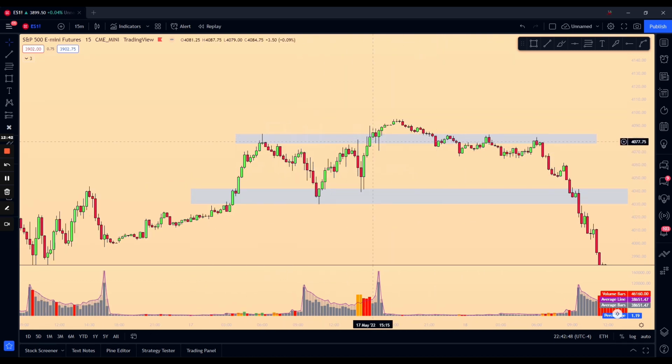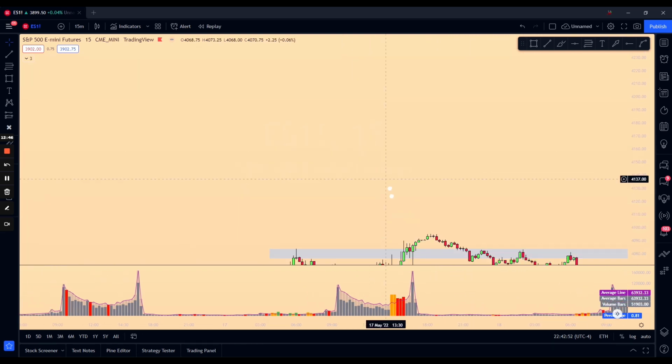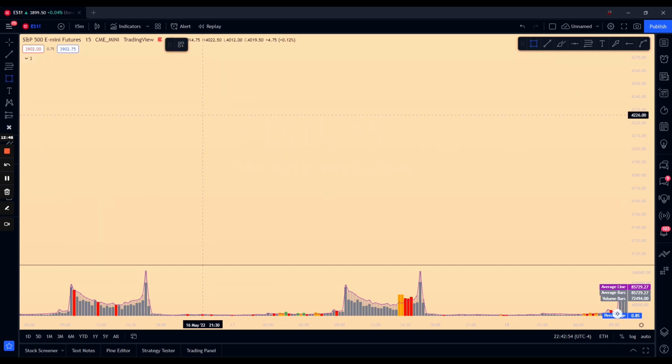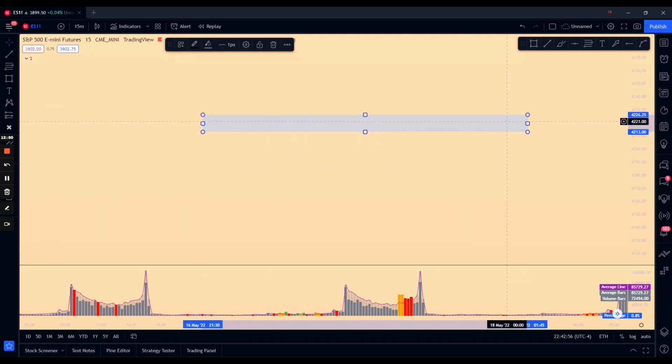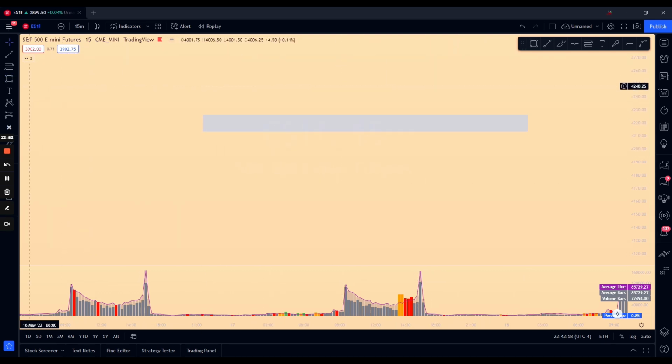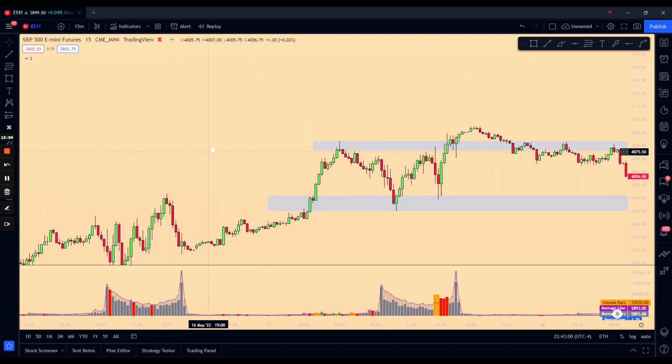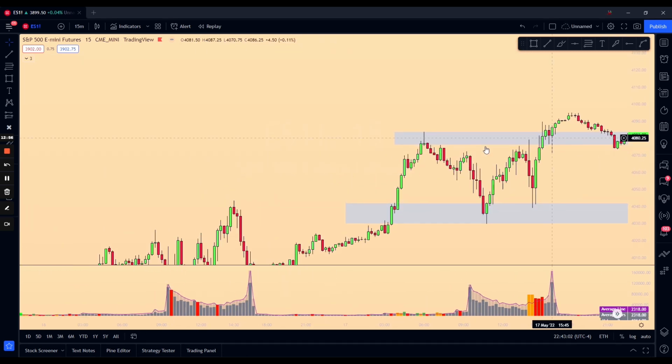You guys can see here, the more touches it gets in the zone, the weaker that zone becomes. And as I mentioned before, I want to go over how to create a trading plan just based off your zones. So, right here. We'll just do it right here.